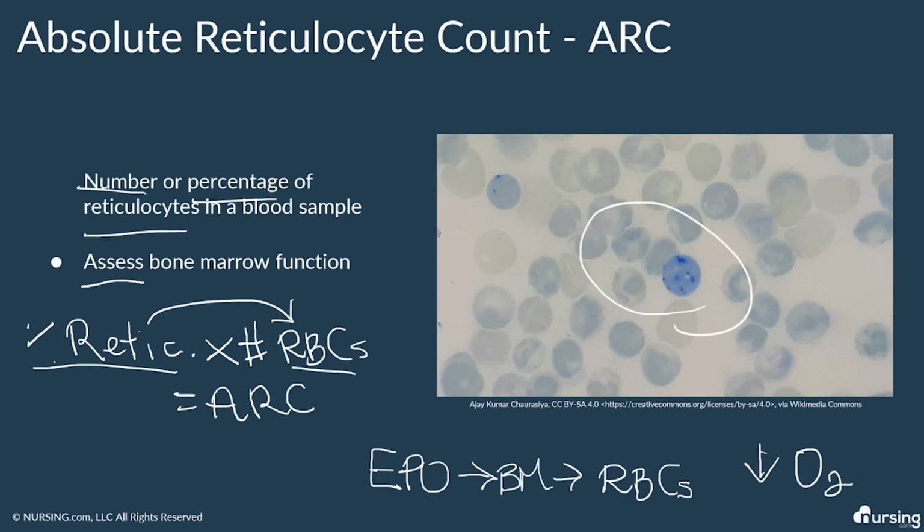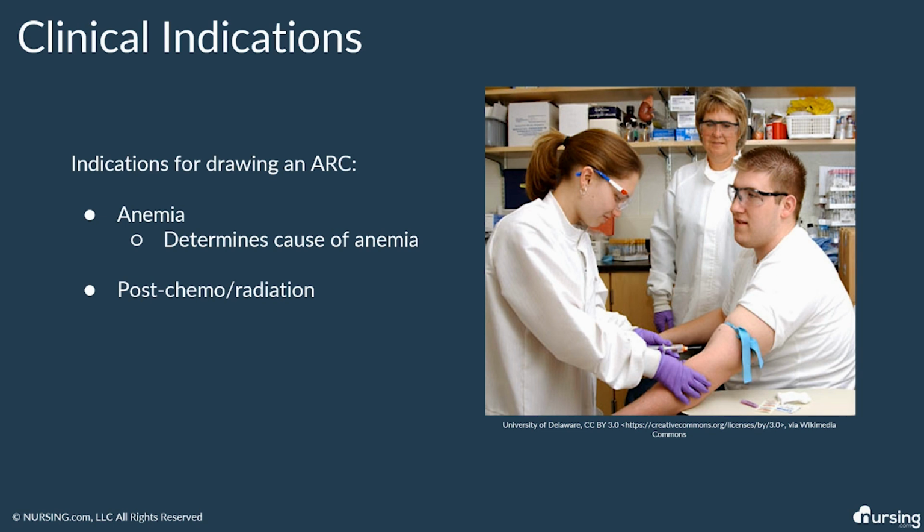Some clinical indications, what do you think? Do you think this would be someone that has low red blood cells? What would cause that? What do you think? If you were thinking anemia, you're totally right. Patients with anemia have deficiencies that cause a dip in the production of red blood cells, or they're the wrong size, or they keep hemolyzing. This lab actually helps us determine the cause of the anemia. It's also indicated for patients that are receiving cytotoxic treatments, whether that be chemotherapy or radiation.